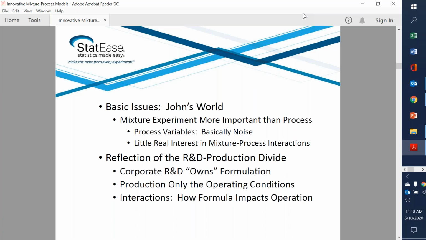And in some cases, it would be great if the people who actually have to make the product could understand how to tweak the formula to improve the actual production of the material. And that requires the interactions between the formula and the process variables. And that's one of the beauties of what we proposed with the KCV designs and models.